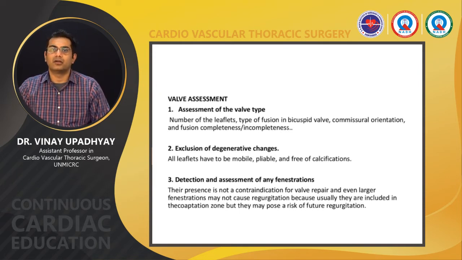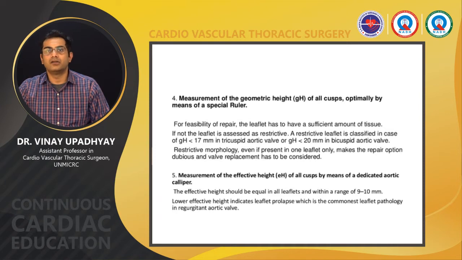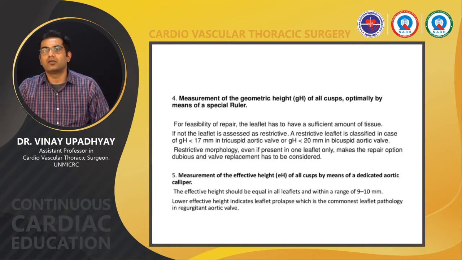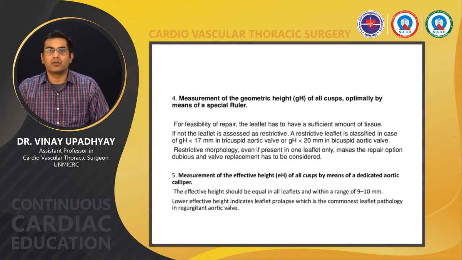Third is detection and assessment of any fenestration. Their presence is not a contraindication, but if a large fenestration is present near the commissure, it makes repair difficult. Then we assess the geometric height of all the cusps, with a specific ruler for this purpose. For the feasibility of repair, the leaflet has to have a sufficient amount of tissue. If not, the leaflet is assessed for any restriction. A restrictive leaflet is classified if geometric height is less than 17 mm in tricuspid aortic valve or less than 20 mm in bicuspid aortic valve.